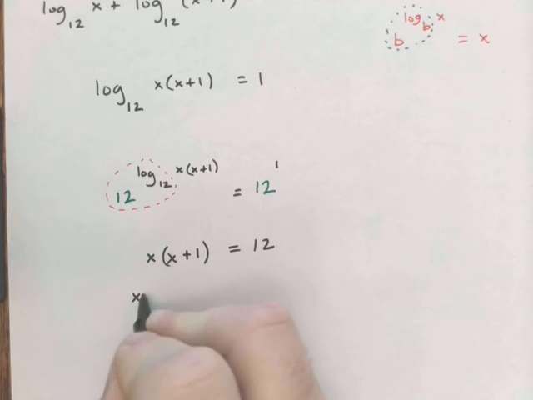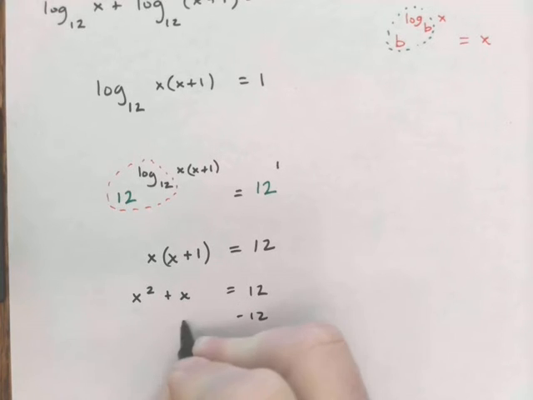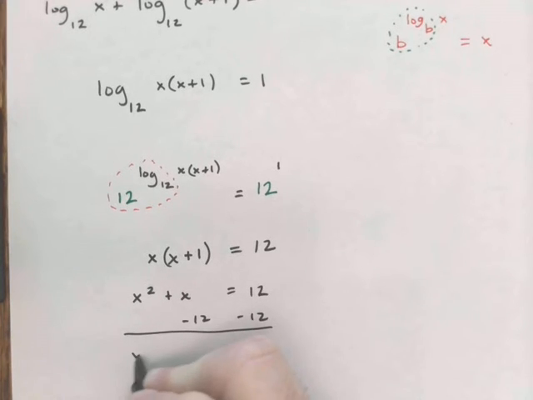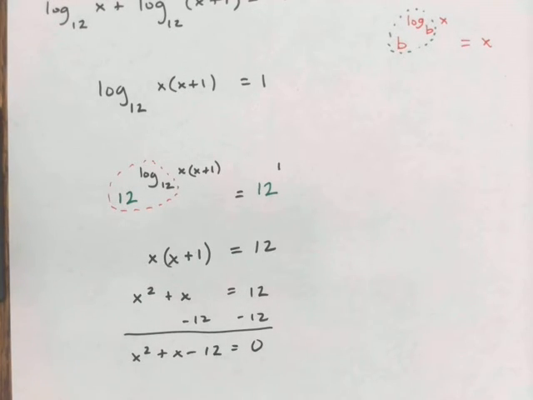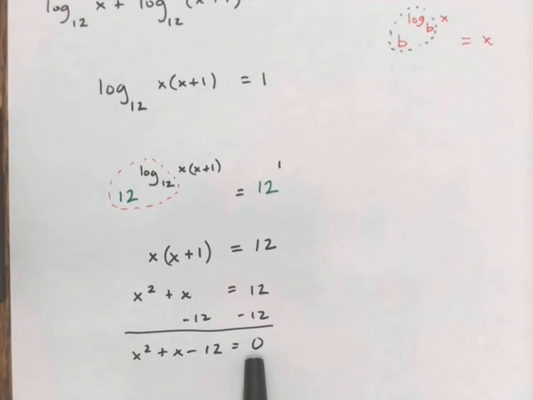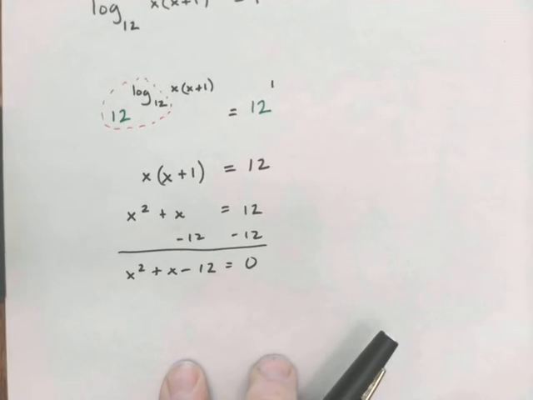Using the distributive property here, I would have x squared plus x. And then subtracting 12 on both sides, I would get an x squared plus x minus 12. This is a quadratic. And whether I choose to factor to solve, if it's factorable, or the quadratic formula, I'm going to want 0 on this right side. This does look like it will probably be factorable.